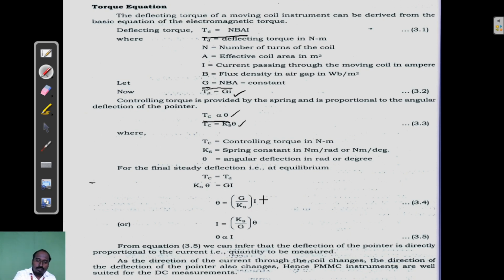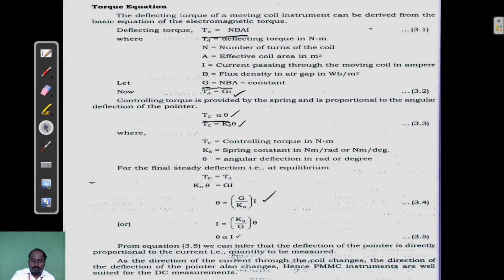So we are getting theta is equal to G by Ks into I, or I is equal to Ks by G into theta. From these two equations we can infer that theta is proportional to I. So the angle of deflection is proportional to the current through the moving coil.